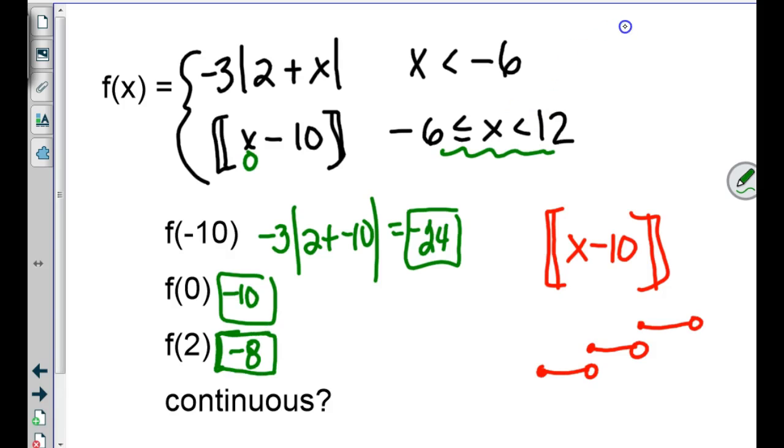All right, this is what I want to talk about for a second. What if it was 3.5? Okay, it's between these numbers. I put it in here. Oh, somebody help me. What's 3.5 minus 10? Negative 6.5? Okay, the greatest integer less than or equal to negative 6.5.